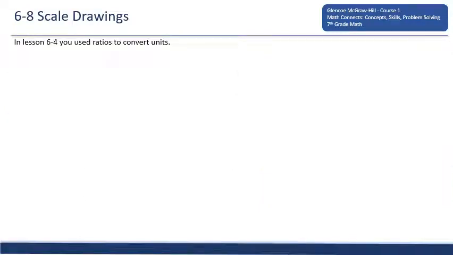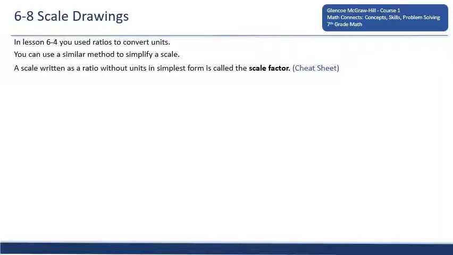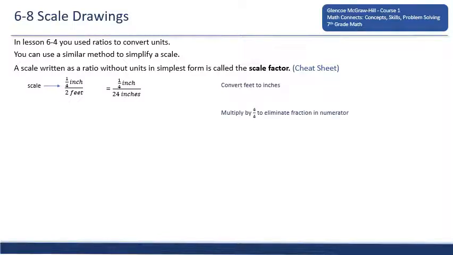In lesson 6.4, you used ratios to convert units. You can use a similar method to simplify a scale. A scale written as a ratio without units in simplest form is called the scale factor. 1/4 inch over 2 feet is a scale. Convert feet to inches. So we're going to keep 1/4 inch, but we're going to change 2 feet to inches. So 2 times 12 is 24.